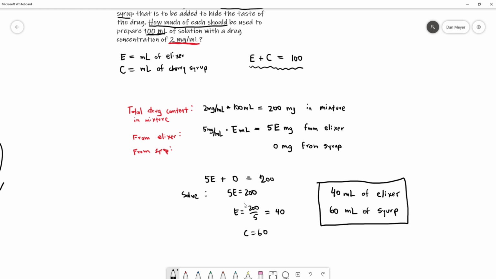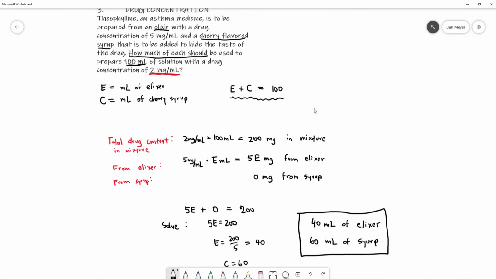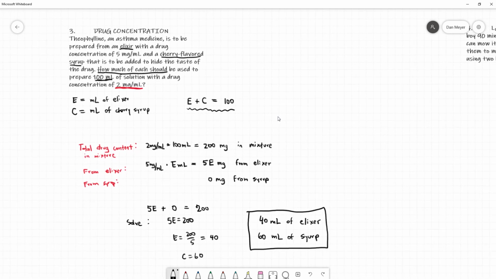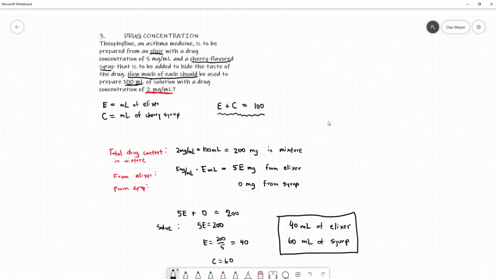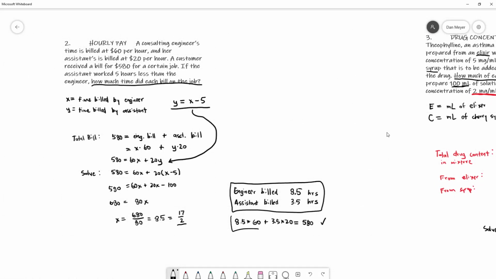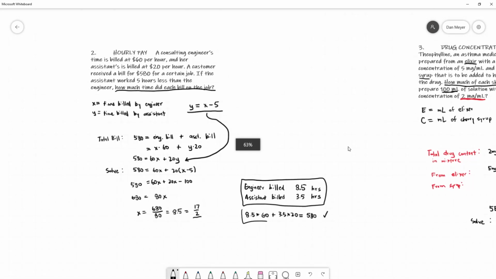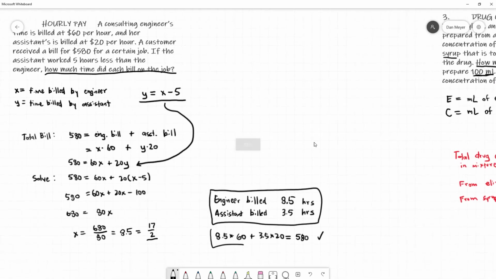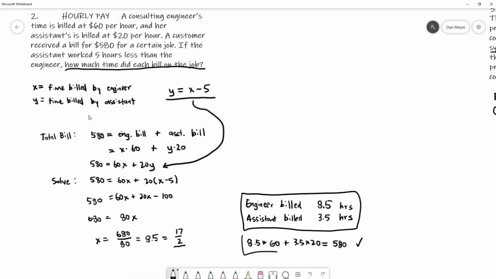Now this is an example of a mixture problem. I think the videos did an example of a mixture problem where you're mixing eye drops or something like that. I can't remember the exact context, but this is a classic mixture problem. Actually, the previous problem was another mixture problem, right? Instead of mixing chemicals or drugs, we were mixing engineer hours and assistant hours. So this was a mixture problem.